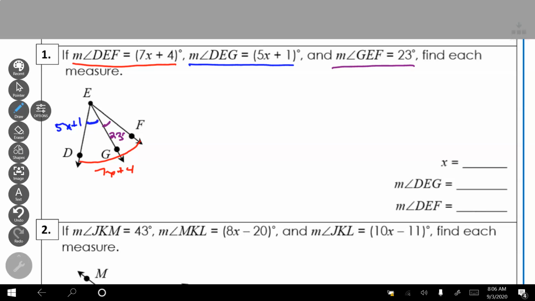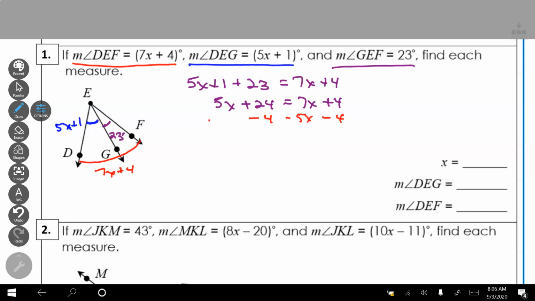So this blue angle, this purple angle, and the red angle. So the blue plus the purple is the red. So I have 5x plus 1 plus 23 degrees is equal to 7x plus 4. 5x plus 24 is equal to 7x plus 4. I could subtract over the 4, subtract over the 5x. 20 equals 2x, so x equals 10.